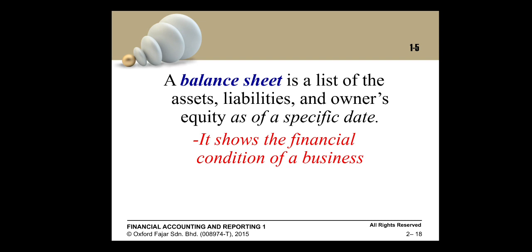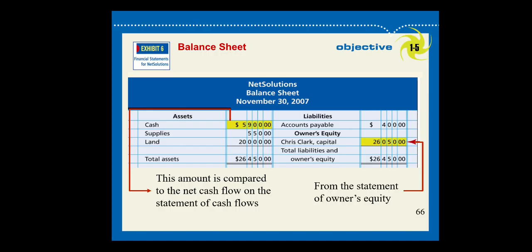Okay, our focus is on the income statement and balance sheet. You have seen the income statement, now this is the balance sheet. A balance sheet is a list of assets, liabilities and owner's equity as of a specific date. It shows the financial condition of a business. Okay, remember, the balance sheet shows the financial condition of a business. So this is the basic format for the balance sheet.